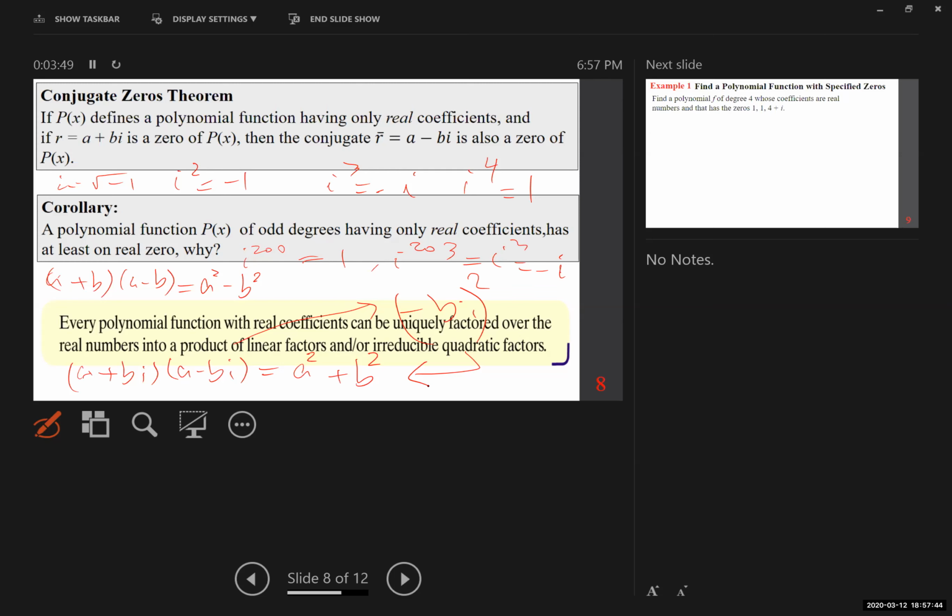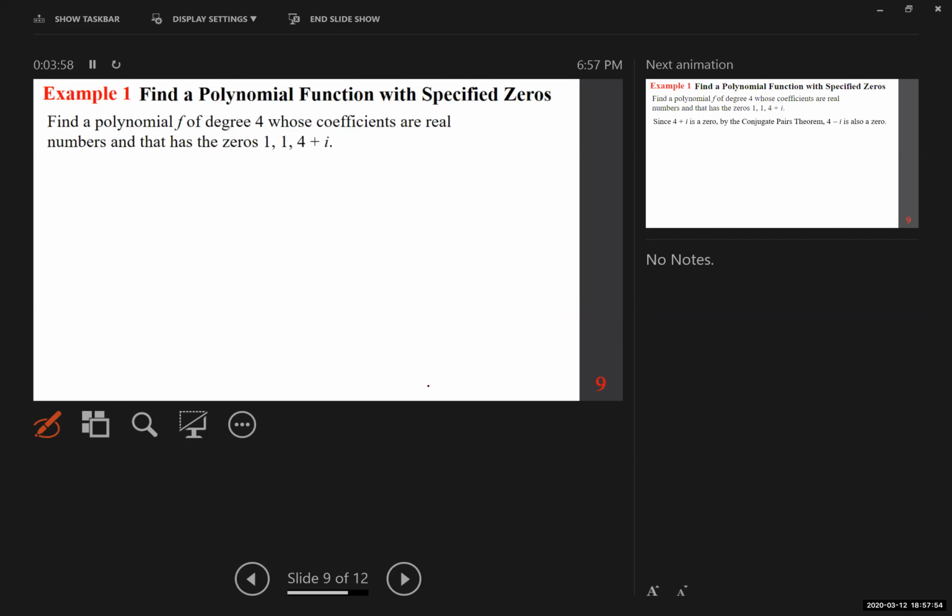Now, I hope we've learned this in intermediate algebra. You've got to remember this stuff, okay? We're going to move on. All right, class. So here's a question. We want to find a polynomial function with the following zeros. This is the last one we do before we take a break. Quickly, the zeros are 1, another 1, and 4 plus i. Okay, class?